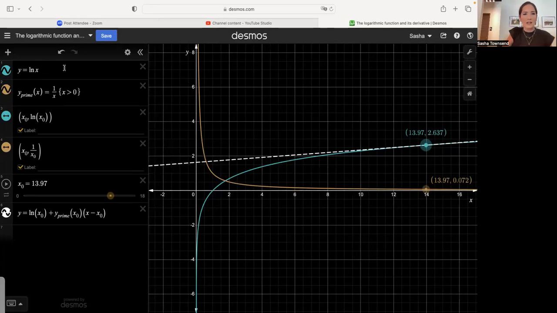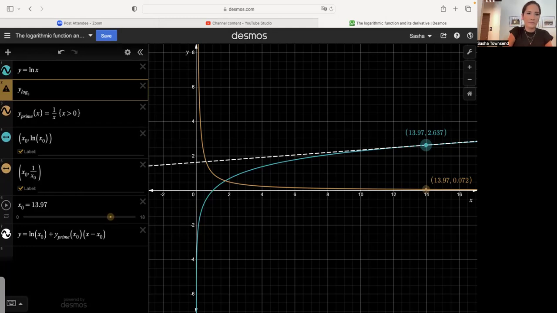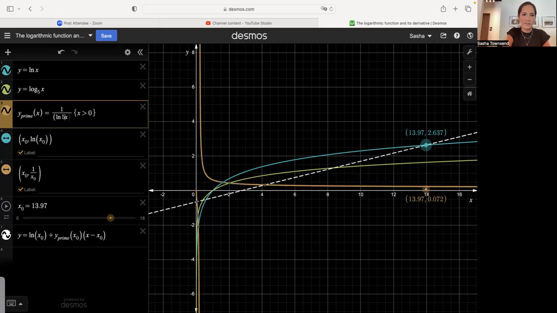So that's true for log base e of x. But let's look at a different base. Let's look at maybe log base 5 of x. Log base 5 of x flattens out even faster because the derivative ends up with this extra factor of natural log of 5 in the denominator.